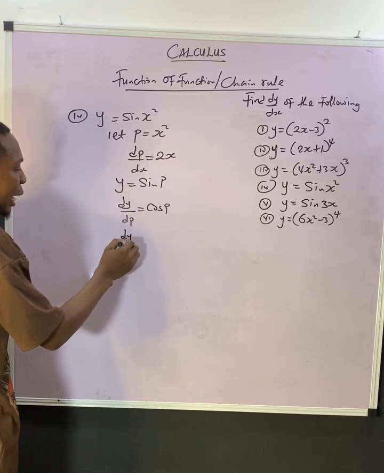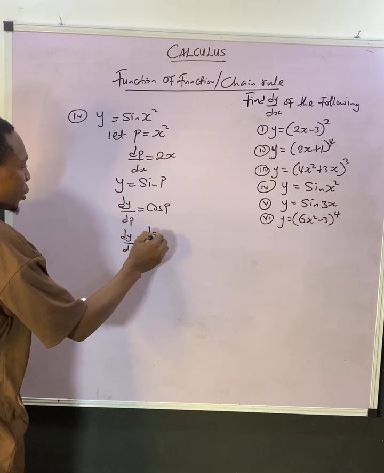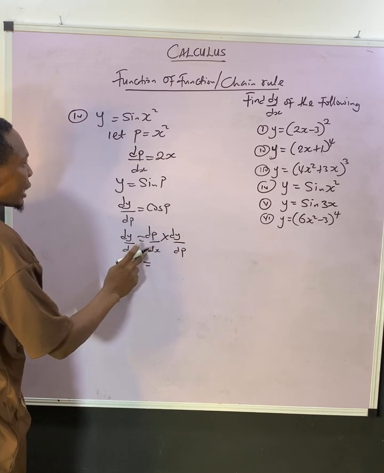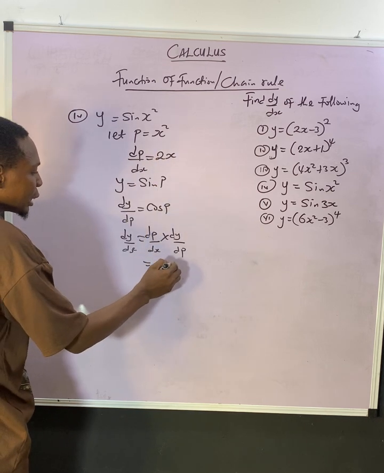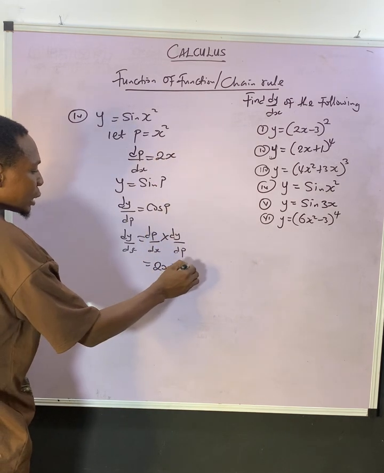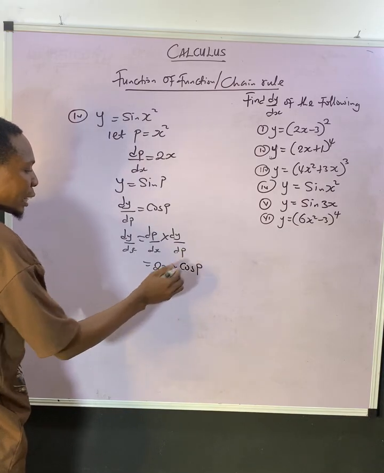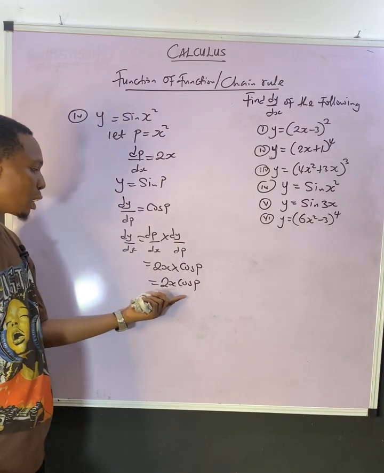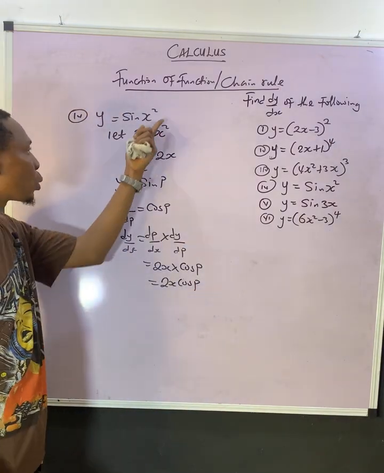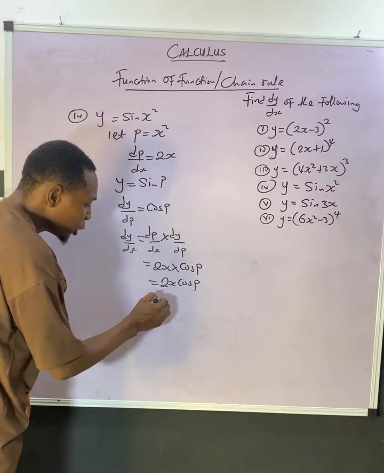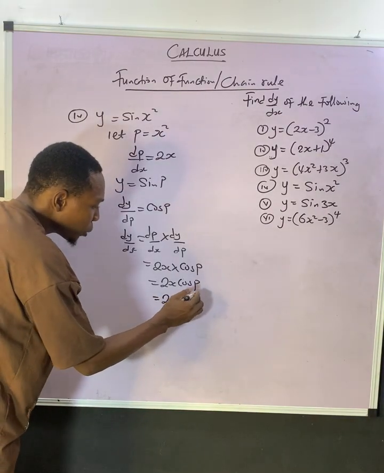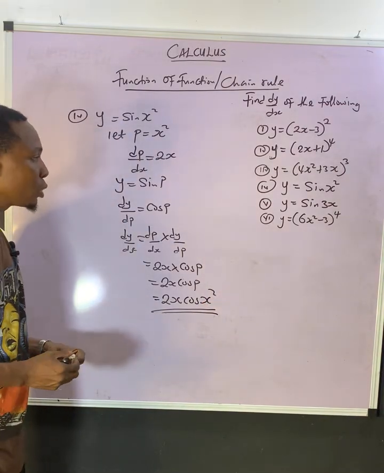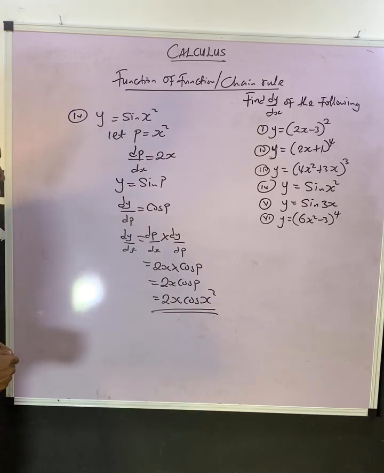Now to get dy/dx, you multiply these two together. So our dy/dx is written as dp/dx times dy/dp. So dp/dx is written as 2x. Then dy/dp is written as cos p. So 2x times cos p, we have 2x cos p. We are not going to leave our answer like this. We know what our p is. Our p is written as x squared. So our final answer is going to be 2x cos of x squared. So that is the final answer. Let's move straight up to question number 5.